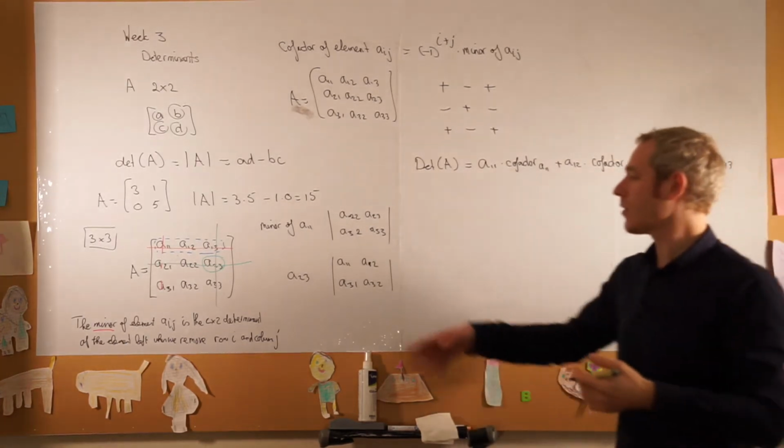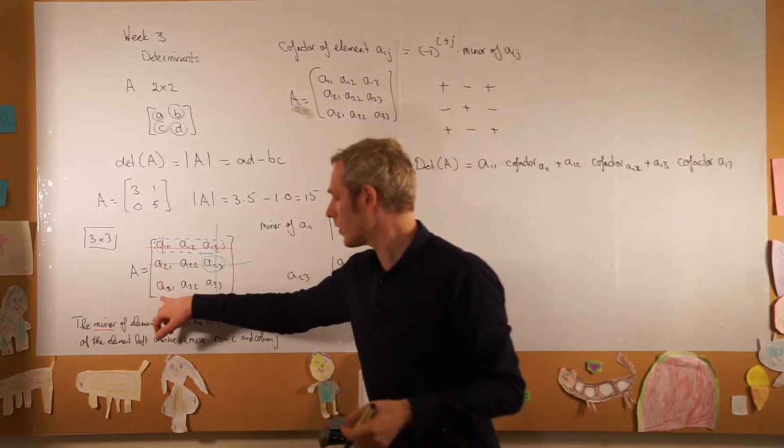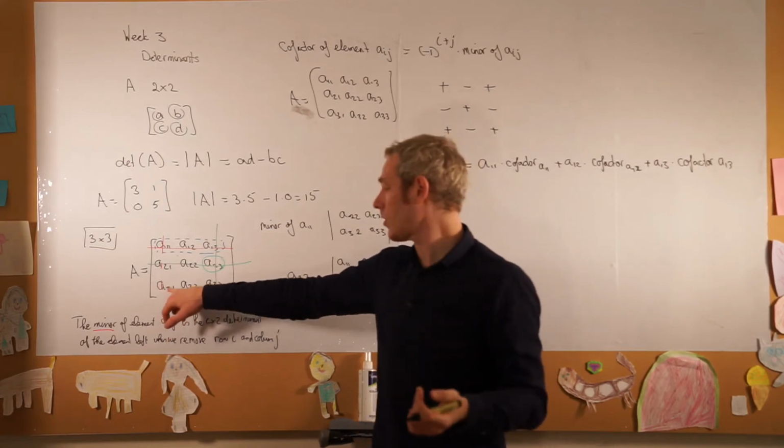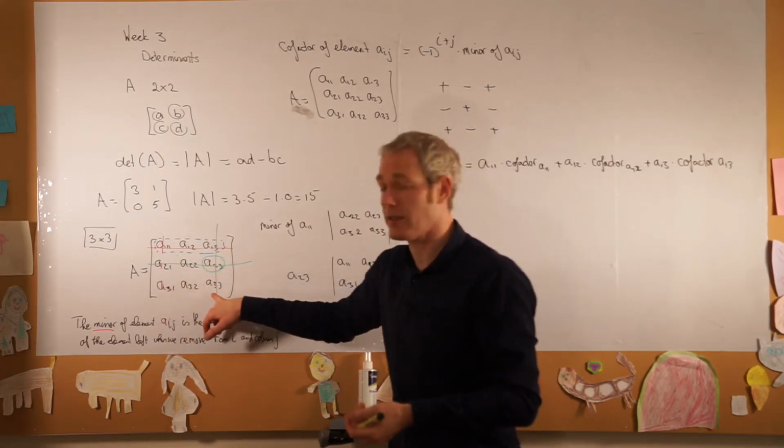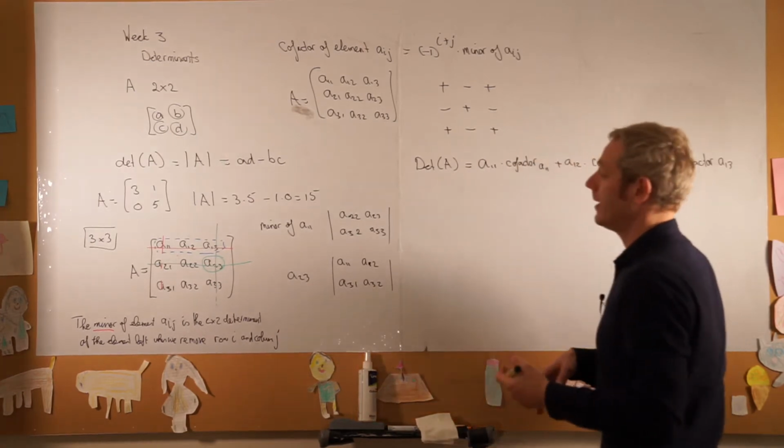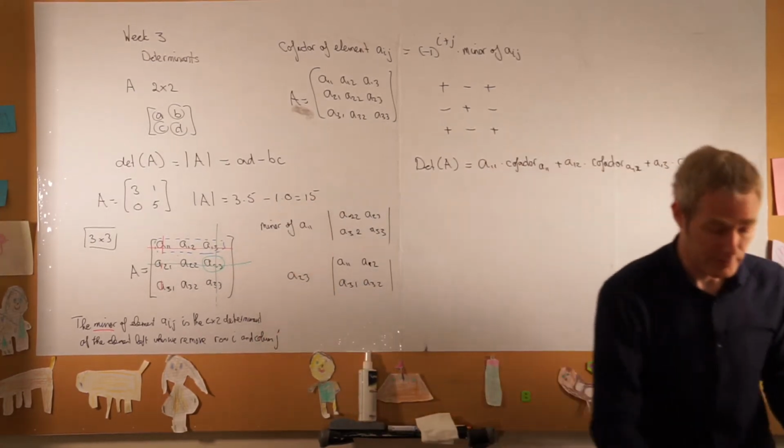And it doesn't matter which row or column you take. If you wanted the third row, it would be this element times its cofactor plus this element times its cofactor plus this element times its cofactor. And the same with different columns.